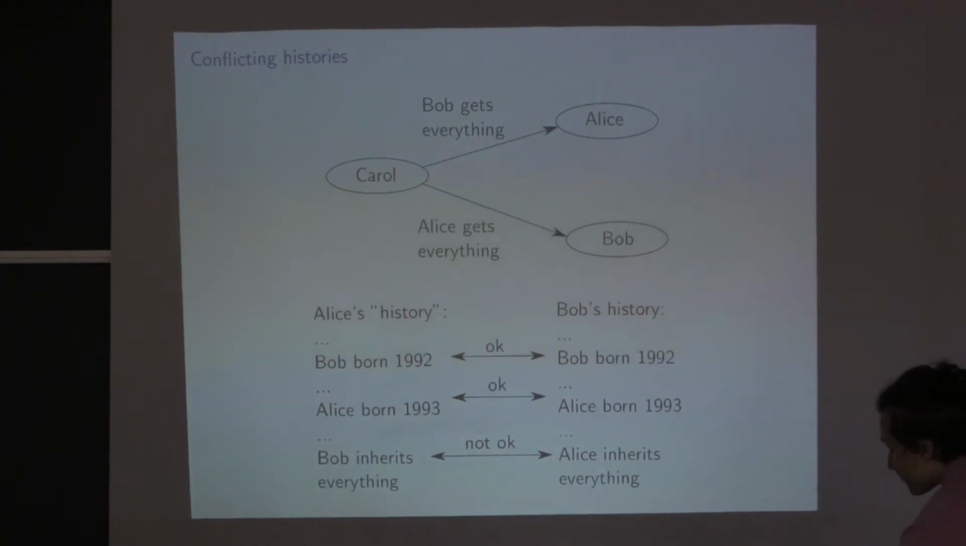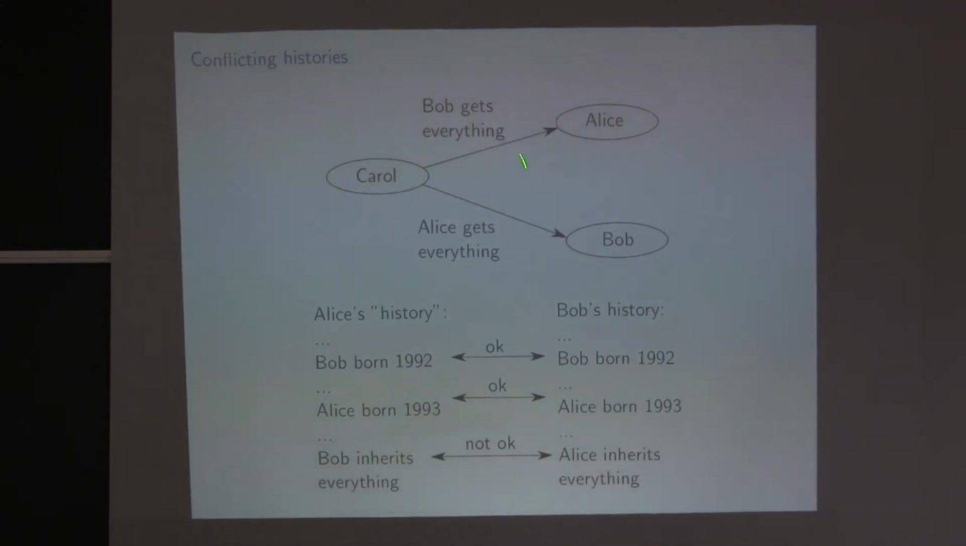So let me now explain what might go wrong. Suppose Carol wants to divide the inheritance between Alice and Bob, and then there could be a problem. Not related to the order of events, but to what information is actually sent. This is the error correction I promised you. Carol can send Alice a message that Bob gets everything, but to Bob she sends that Alice gets everything.